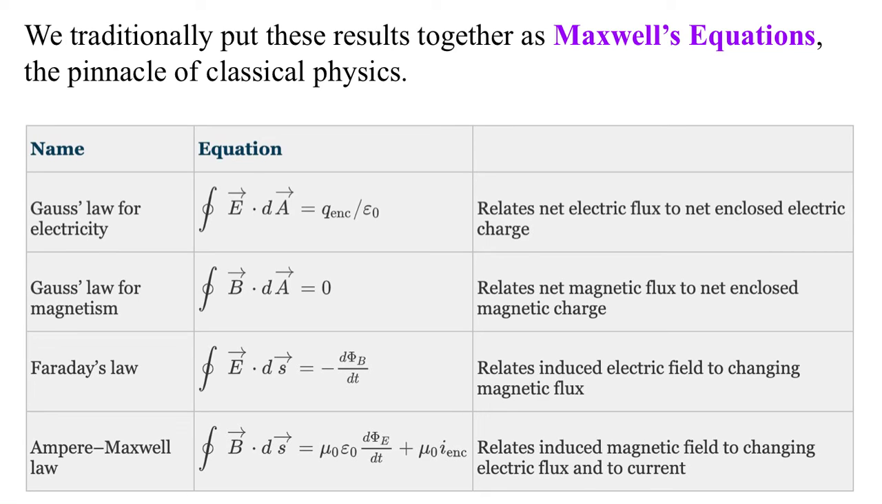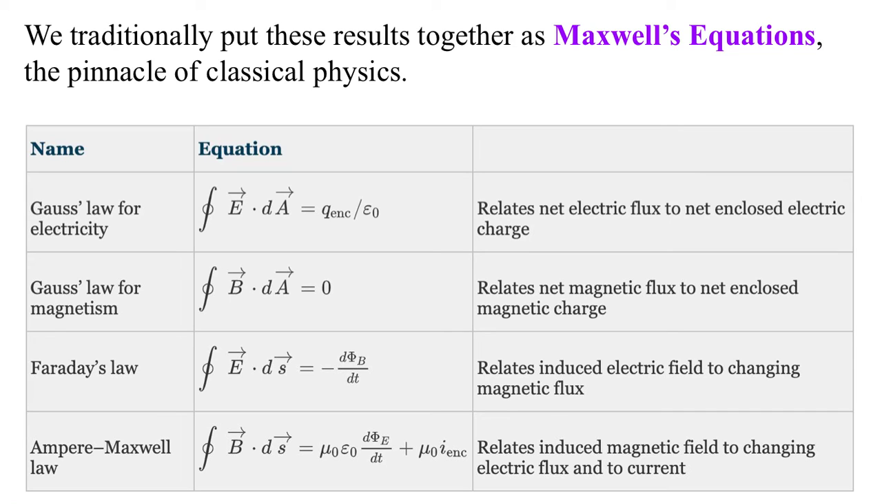We have Gauss's law for electricity: the integral of E dot dA is the enclosed charge over epsilon. Gauss's law for magnetism: the integral of B dot dA is just 0 always. Faraday's law: the line integral of E dot ds around some closed loop is minus the change in magnetic flux. And the Ampere-Maxwell law, which says the line integral of B around some closed loop is mu naught epsilon times the rate of change of the electric flux plus mu naught times I enclosed.